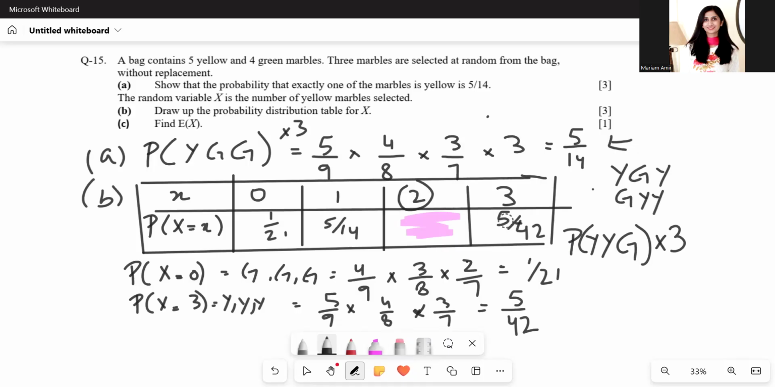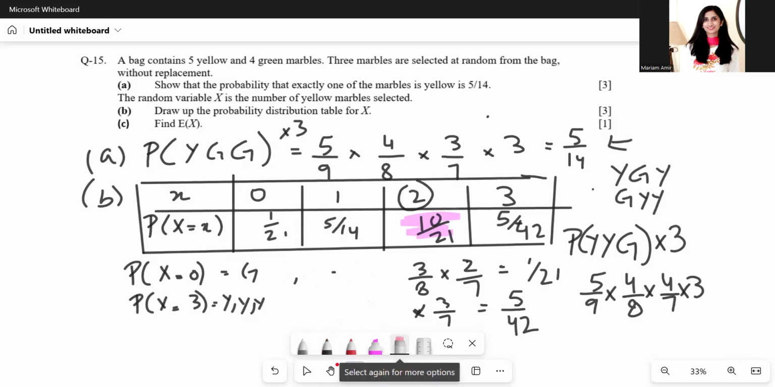So probability of getting a yellow marble is 5 by 9. Probability of getting the second yellow marble would be 4 over 8. Then probability of getting a green marble will be 4 by 7. And then we multiply this with 3. Okay, that would give us 10 by 21. Now, you should add all these probabilities and confirm that you're getting a sum of 1. So part B is also done.